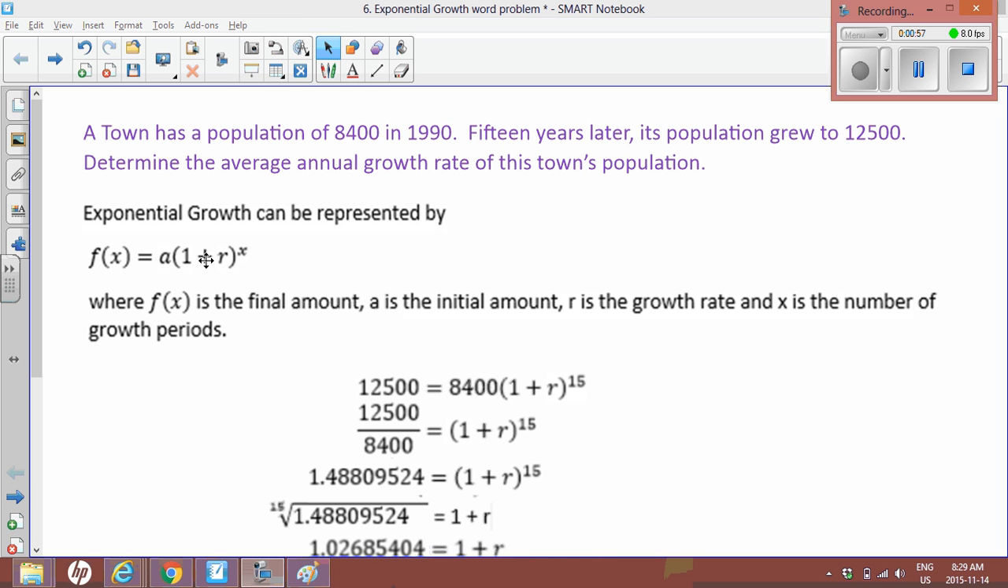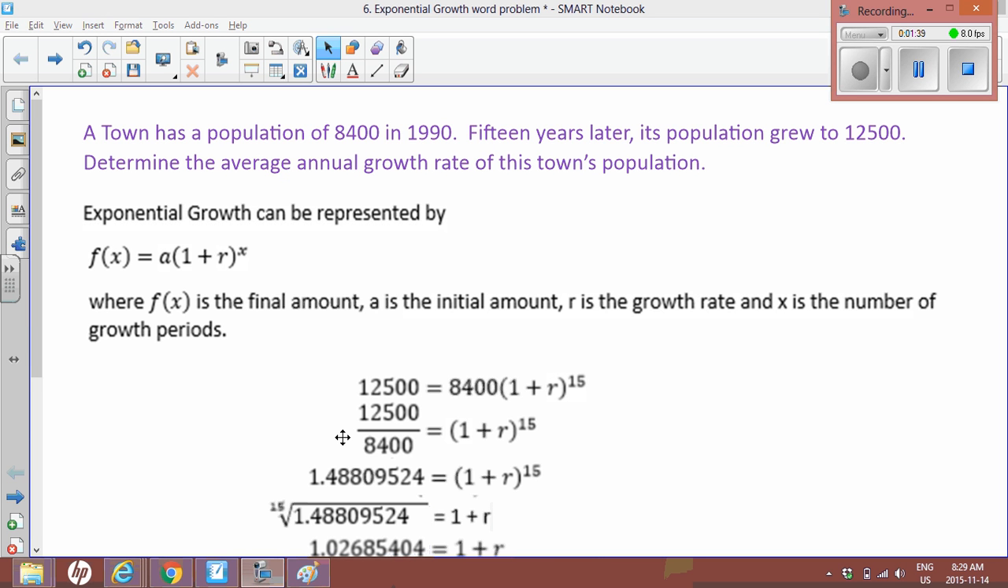We're going to substitute into this formula all the values that we are given. The population grew to 12,500, so that's the final. It tells us the initial in 1990 was 8,400, so we sub that in there. We don't know our growth rate, so we leave it as r because we're unsure of what it is. And then it tells us it's 15 years later, so we sub that in as the number of growth periods.